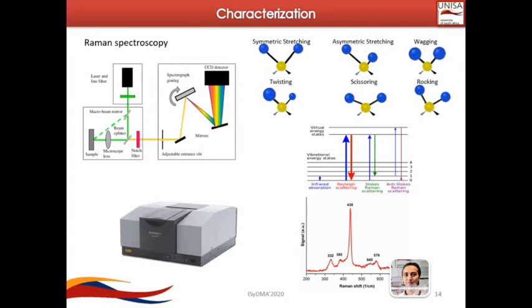For the vibrational properties, we use a Raman spectroscope. Basically, while our material is excited by a laser, the molecules inside the material vibrate. This depends on the energy they receive and also on the way these elements are vibrating. So for each mode of vibration, as listed here, like symmetric stretching, asymmetric stretching, wagging, rocking, scissoring, and twisting, each mode has its own fingerprint, its own peak in Raman spectroscopy.